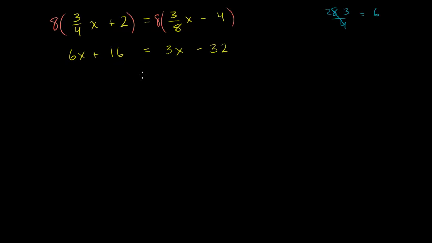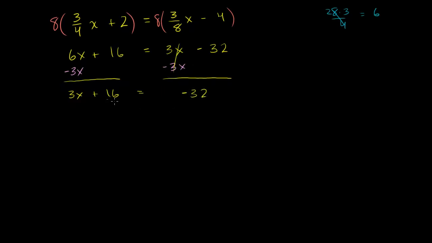Now, let's try to get all the x terms on the left-hand side and all the constant terms on the right. So let's get rid of this 3x from the right. Let's subtract 3x from both sides to do it. The left-hand side of this equation, 6x minus 3x is 3x. Then you have a plus 16 is equal to 3x minus 3x. That's the whole point of subtracting 3x, so that they cancel out, and we're just left with -32.